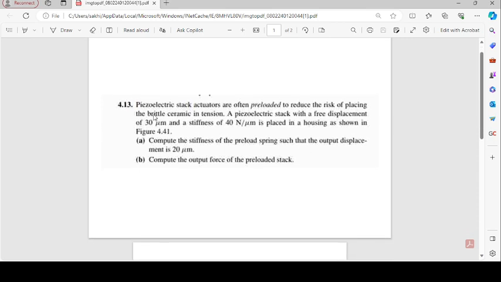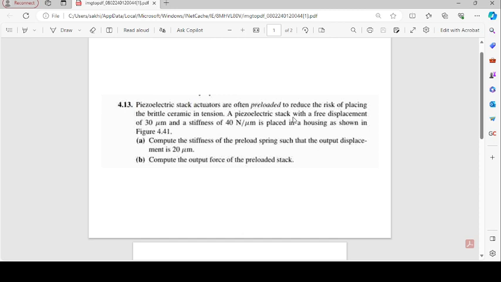In a piezoelectric stack, there are many layers of piezoelectric material, so that's why this is called a piezoelectric stack. A piezoelectric stack actuator, working as an actuator, is often preloaded to reduce the risk of placing the brittle ceramic in tension. A piezoelectric stack with a free displacement.